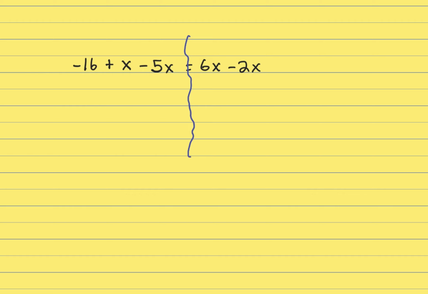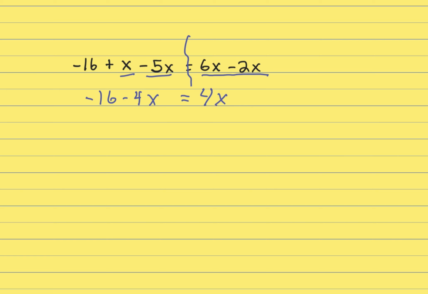And you notice on the left-hand side, I've got two like terms. I've got x and negative 5x. Remember, on that side, we only want to have at most two terms. We've got three terms, so I can combine those. If I combine x and negative 5x, that gives me negative 4x. So that's negative 16 minus 4x, and I'm going to erase this line now. That's going to equal, well, that's 6x minus 2x, so I can combine those as well. And that's 4x. So I've got negative 16 minus 4x equals 4x.